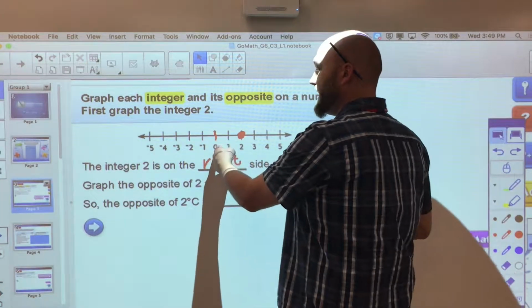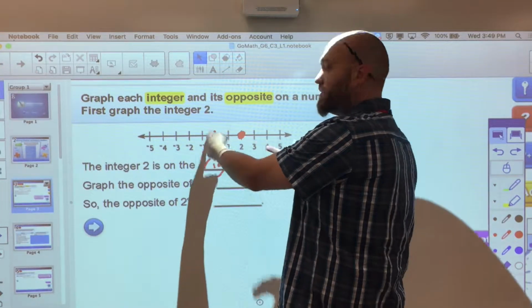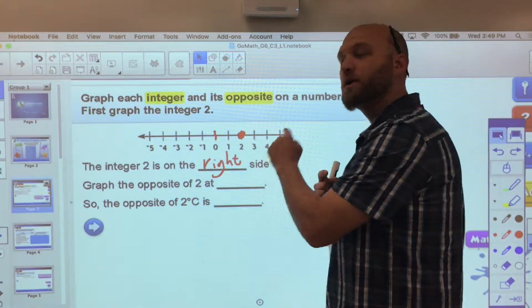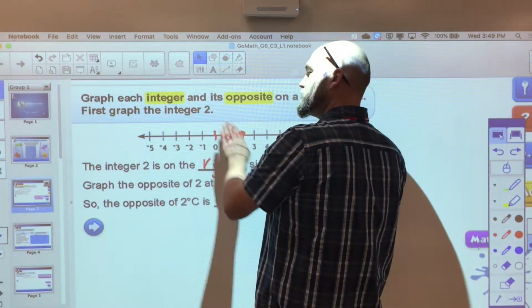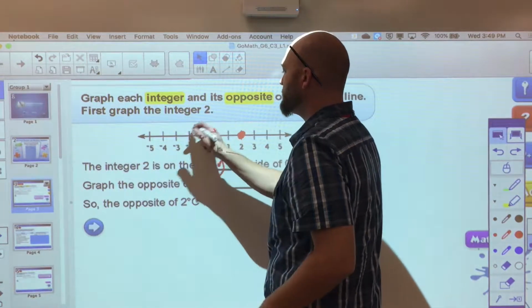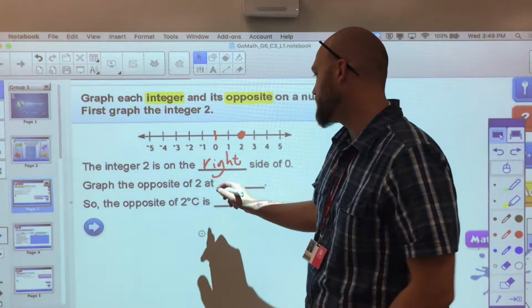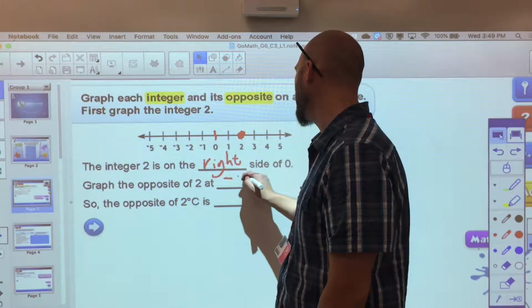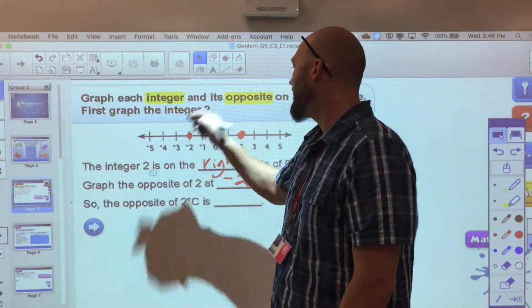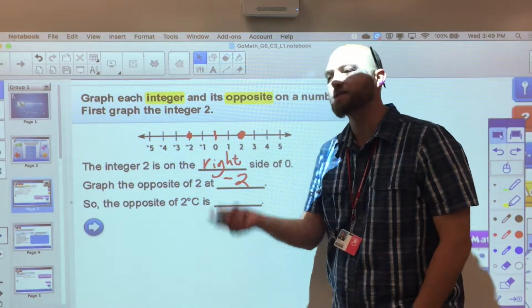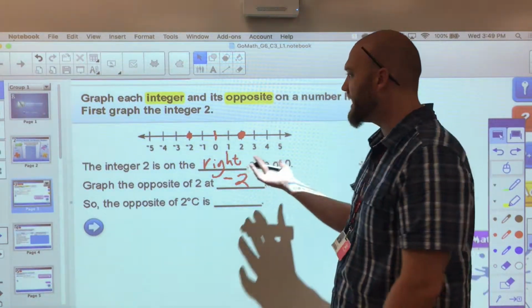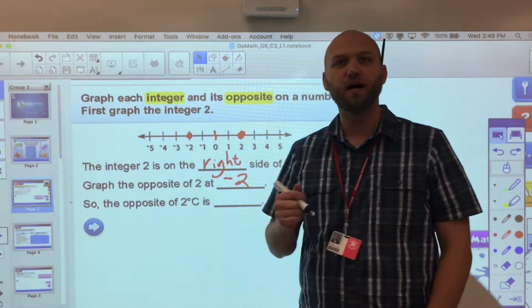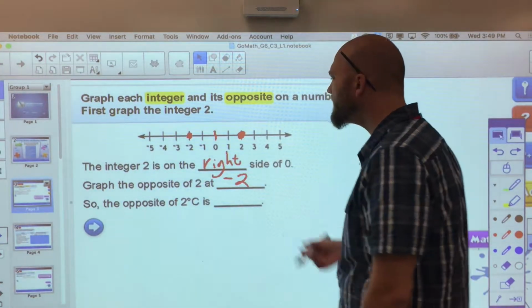So, looking at 0, I am 2 numbers away from 0. So I need to go the opposite direction 2 numbers, which would be 1, 2, at negative 2. The opposite of 2 is at negative 2. And I ask myself, does negative 2 plus positive 2 make 0? Yes, it does. If I have $2 and I get hit with a bill for $2, I have $0.